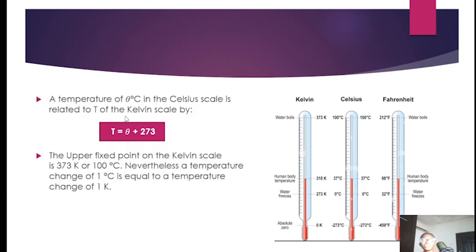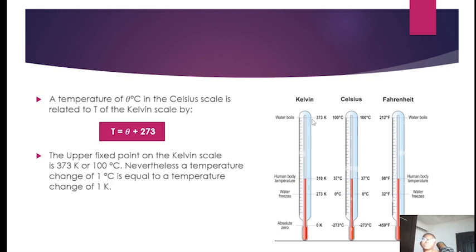So a temperature of theta degrees Celsius on the Celsius scale is related to T on the Kelvin scale by T equals theta plus 273. If you want to convert Celsius to Kelvin, you just add 273. So the upper fixed point on the Kelvin scale is 373 Kelvin or 100 degrees Celsius. Nevertheless, a temperature change of 1 degree Celsius is equal to a temperature change of 1 Kelvin. That was what I was trying to say.